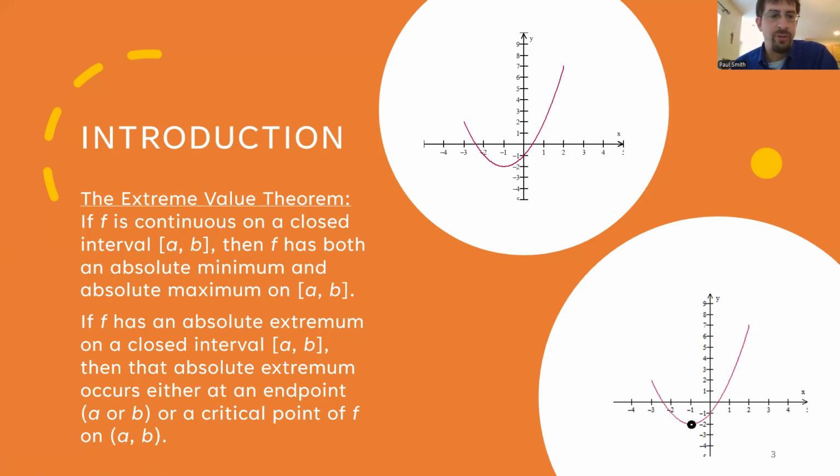The key driver for what we're going to do with this is what's called the extreme value theorem. If f is continuous on a closed interval, then we have to have an absolute maximum and an absolute minimum on that interval. So it'll occur either at an endpoint or at a critical point.